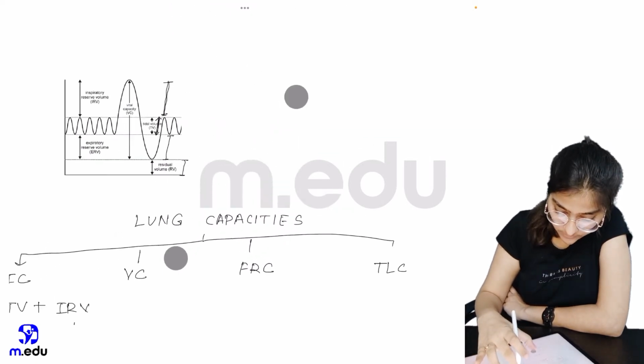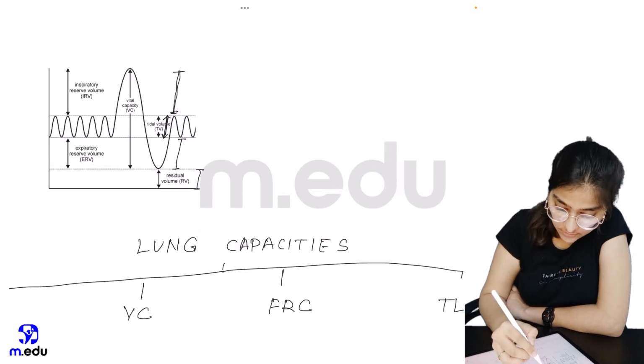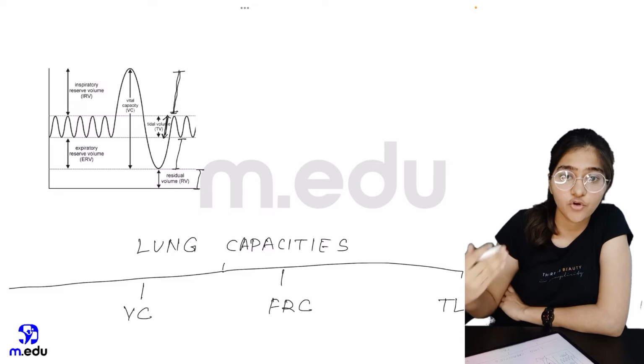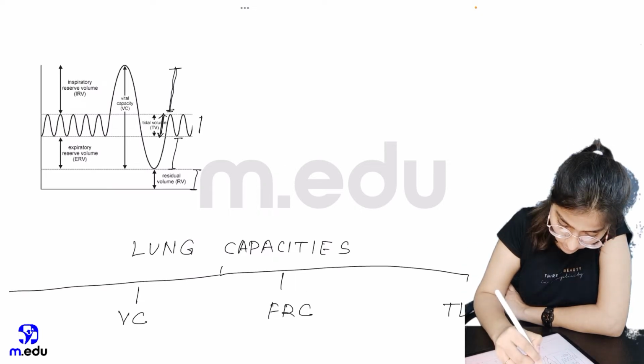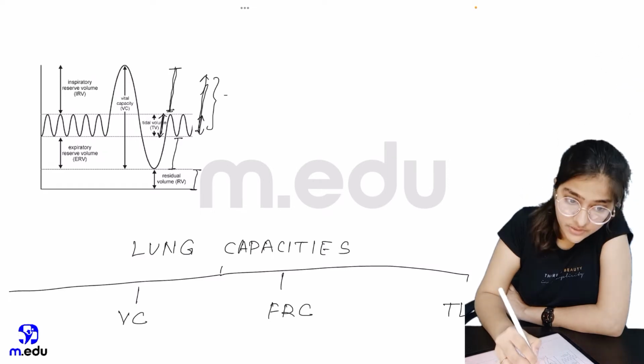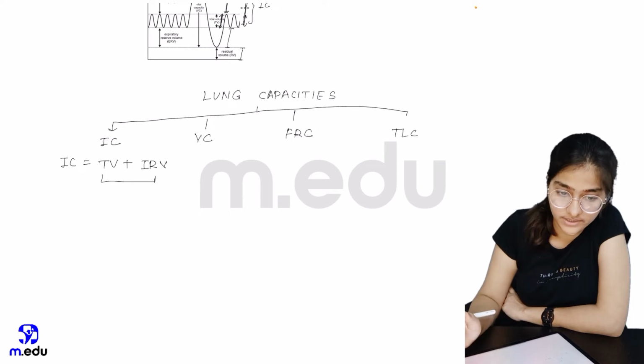As we know, after normal expiration, the volume of air expired is called as tidal volume. So what could be the inspiratory capacity? It is the maximum volume inspired. So it includes tidal volume plus inspiratory reserve volume. This becomes inspiratory capacity. Now the second one is vital capacity.